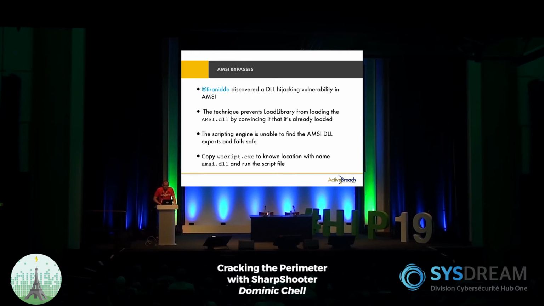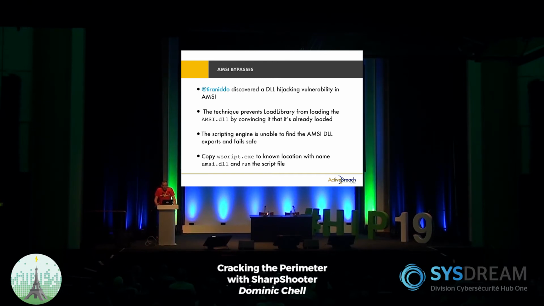Another AMSI bypass. This one was discovered by James Forshaw. He discovered basically AMSI was susceptible to DLL hijacking. What James discovered was that it was possible to stop LoadLibrary from loading the AMSI DLL by convincing it into thinking it was actually already open. The way he did this was he created a copy of wscript.exe and renamed it to AMSI.dll, which you can still execute on Windows.